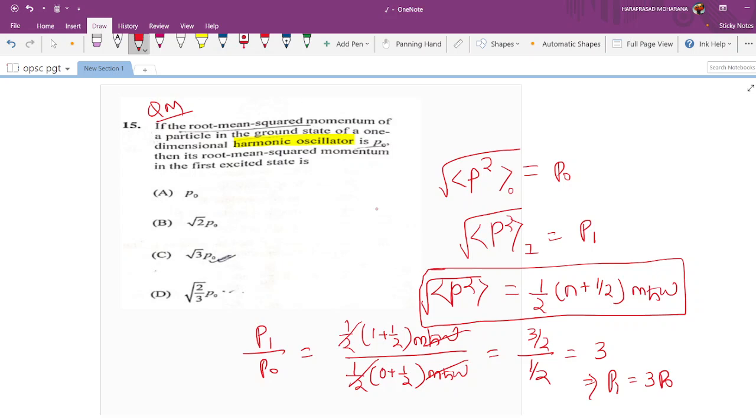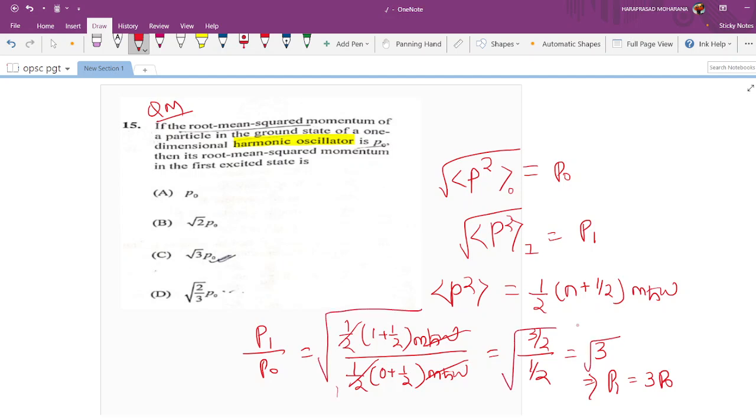But one more thing we need to consider. I have denoted it as P1, but the formula here is for P square, only the mean value of P square is this much. So I have written it wrong, let me correct it first. Now this is correct. P square is this much. So I got this value as 3, but I have to take the square root. If I do the square root, then you will get P1 is root 3 P0. Sorry for the mistake, I had written it without the root. So yes, you got the answer as option C.